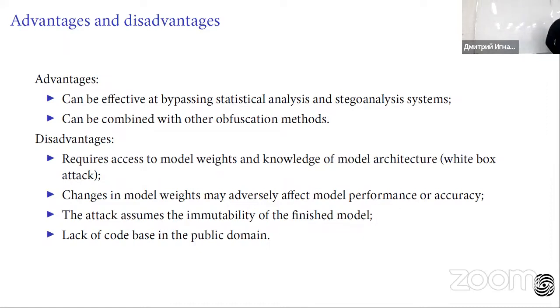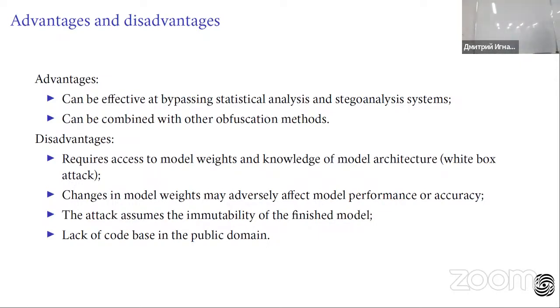The weak points are that the attack is a white box attack, so the attacker should know all the weights and all the architecture. The attack also drops the accuracy of models significantly most of the time, and the attack assumes that the resulting model is immutable.